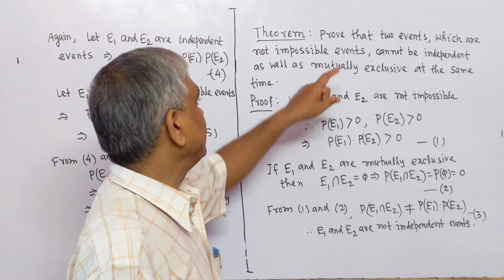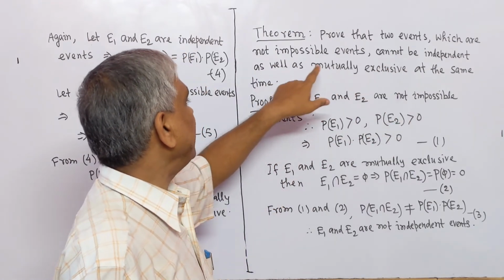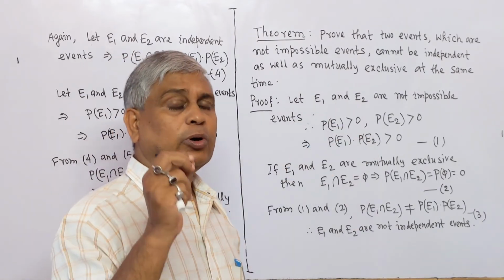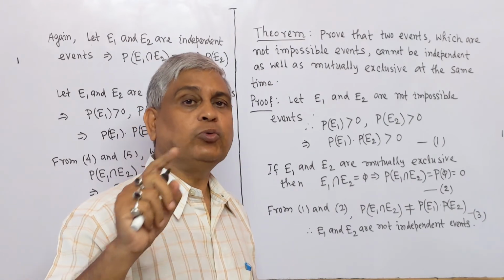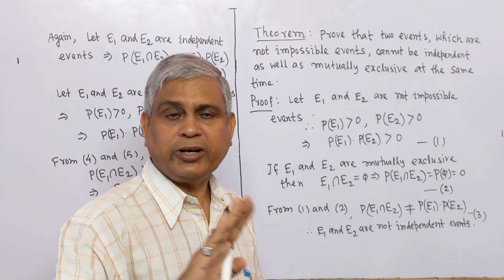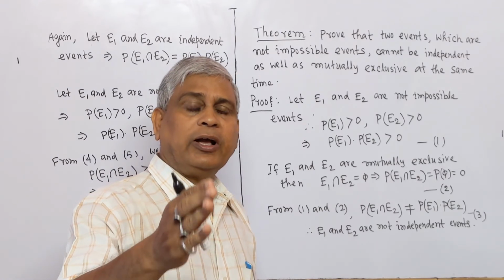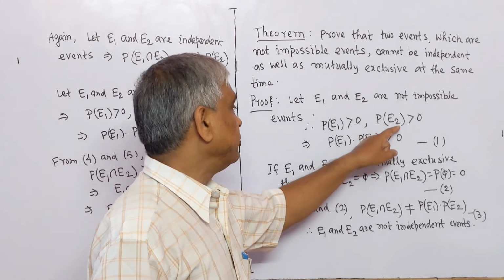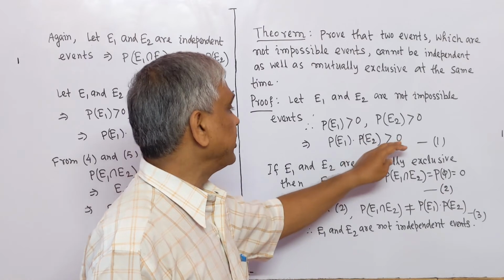Now we prove a theorem. Theorem is prove that two events which are not impossible events cannot be independent as well as mutually exclusive at the same time. Now we prove this. Let E1 and E2 are not impossible events. That is, E1 and E2 are possible events. Possible events means E1 and E2 are not null sets. That is empty sets. Therefore, probability of E1 will not be equal to 0 and probability of E2 will not be equal to 0. That is, probability of E1 and probability of E2 greater than 0. If we multiply these two, then P(E1) multiply P(E2) greater than 0. Let this is number 1.